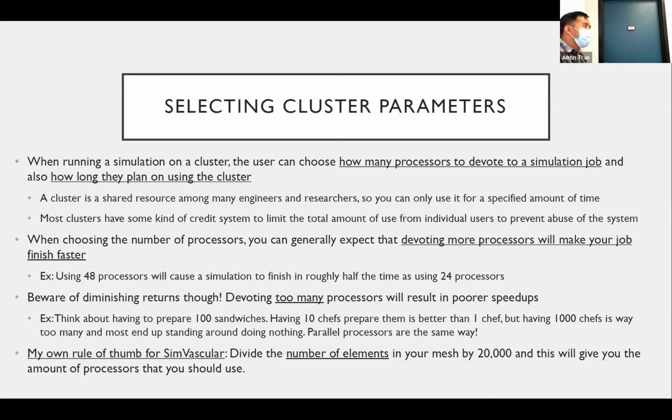Different people have different rules of thumb, but this is the one that I use. I base the number of processors on the number of elements that I have in the mesh. I take the number of elements in my mesh, and let's say that I have a million elements in my mesh.